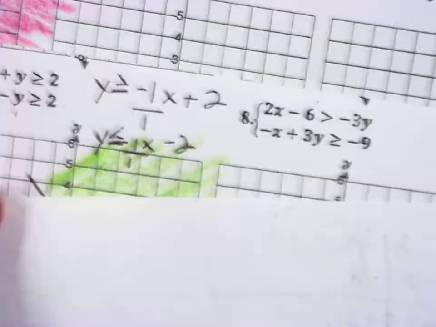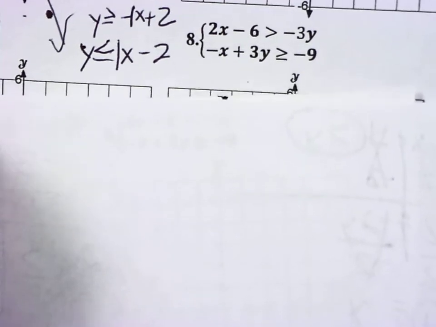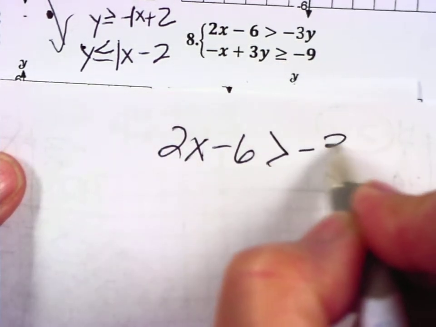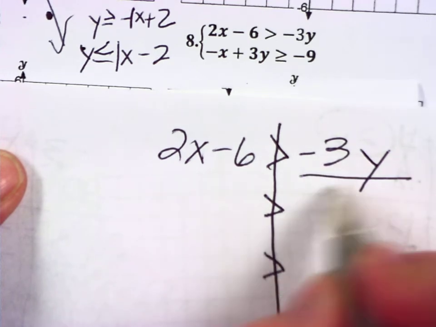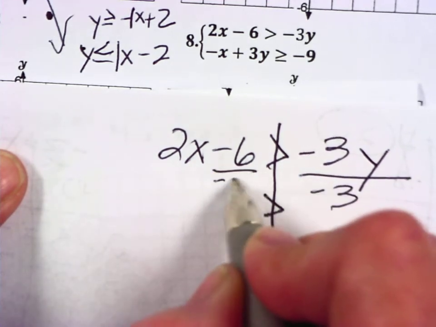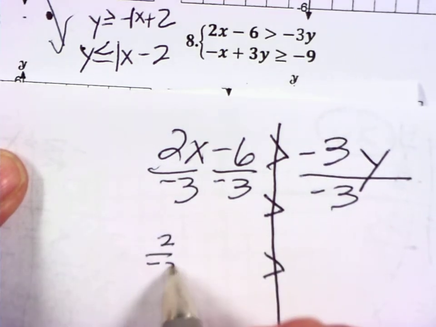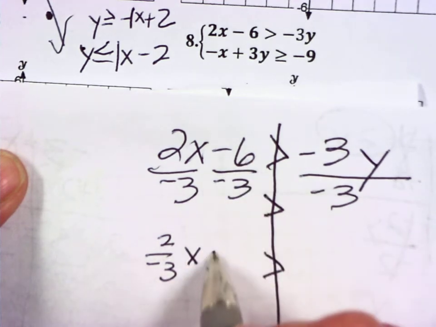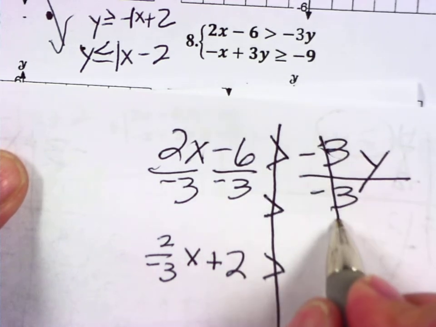Let's go, rock stars. We're almost there. 2x minus 6 is greater than negative 3y. It's an inequality. Fish hooks. Random rule. I want to get y alone. Divide by negative 3 every stinking term. So we have 2 over negative 3 times x. Negative 6 divided by negative 3 is positive 2. And over here we have negative 3 divided by negative 3 is 1.